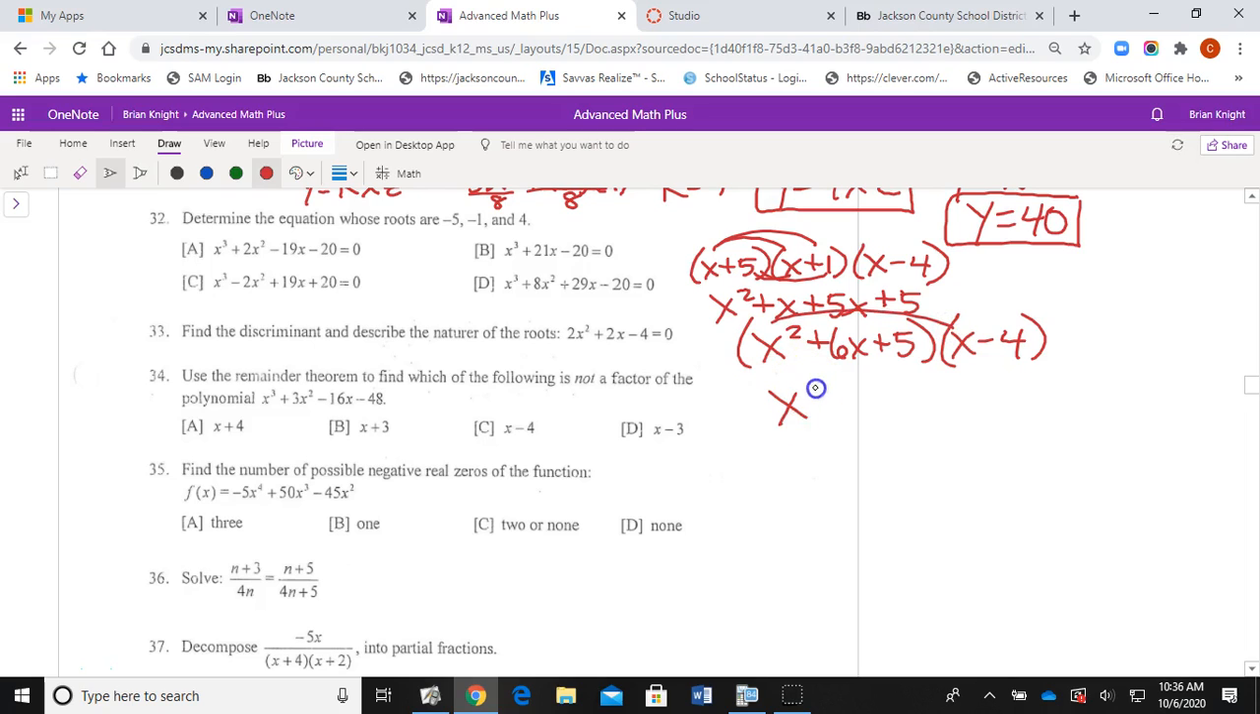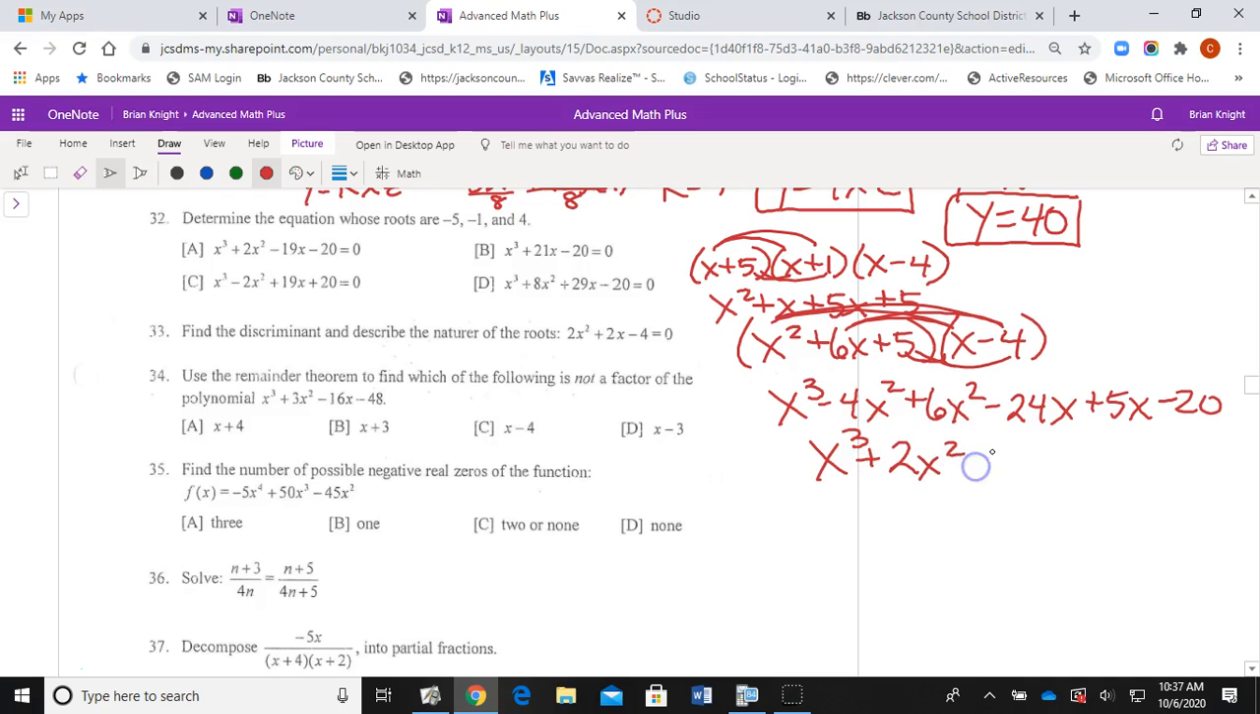X squared times x is x to the third, minus 4x squared. 6x times x is 6x squared. And 6x times -4 is -24x. And then last but not least, 5x. And 5 times -4 is -20. And then you just add all that up. So x to the third plus 2x squared minus 19x minus 20.